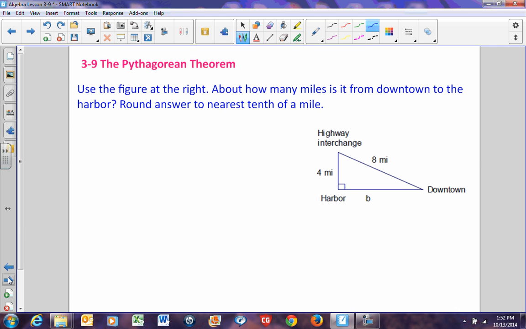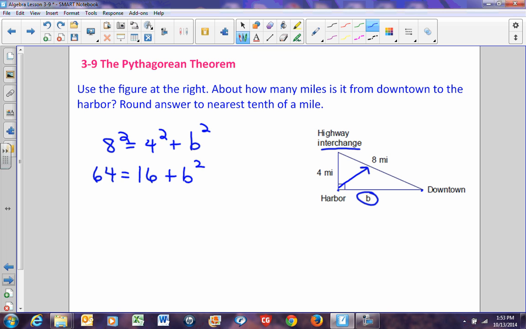Now, sometimes we have word problems. It says, use the figure at the right. About how many miles is it from downtown to the harbor? Round your answer to the nearest tenth of a mile. Well, downtown is here. The harbor is here, so we're looking for this distance here. It's a right triangle, because here's our highway interchange up here. So by using the Pythagorean theorem, we can find what B is. Again, across from the right angle is the hypotenuse. So we would have 8 squared equals 4 squared plus B squared. 8 squared is 64, 4 squared is 16.